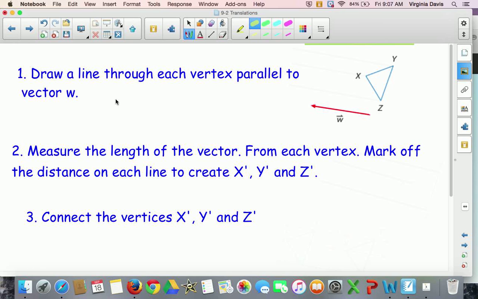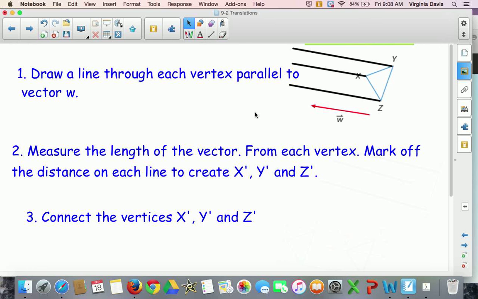The first step is to draw a line through each vertex parallel to vector W. Use your best judgment on making parallel lines. I know we haven't talked about it yet in this class, but parallel means that they're not going to intersect, so they can't be slanted or anything. So you're going to draw nice long lines through the vertices.